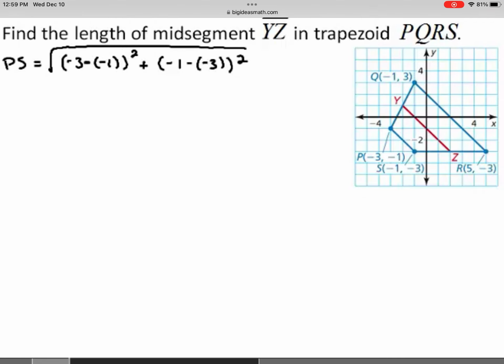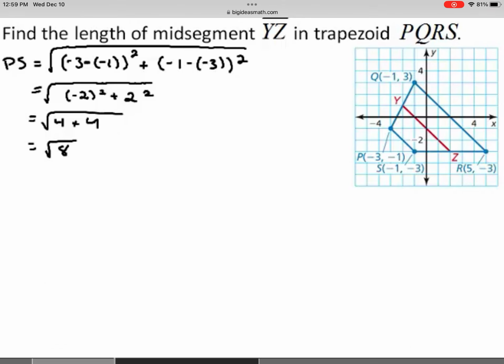So PS equals the square root of the quantity (-3 minus -1) squared plus the quantity (-1 minus -3) squared. Simplifying gives the square root of (-2) squared plus 2 squared. Simplifying again gives the square root of 4 plus 4. Adding 4 and 4 gives the square root of 8. Simplifying gives 2 times the square root of 2.